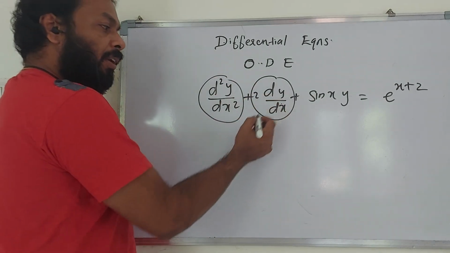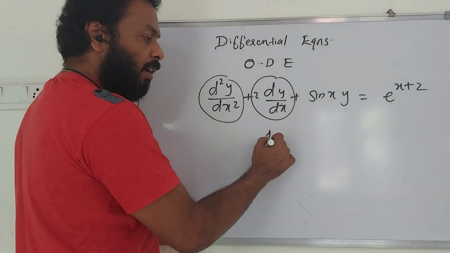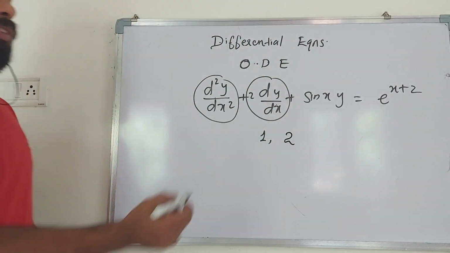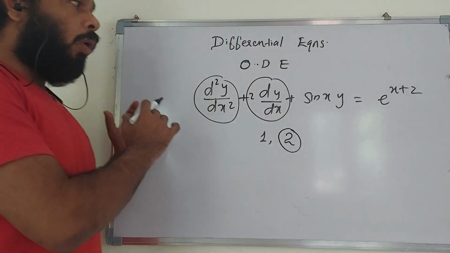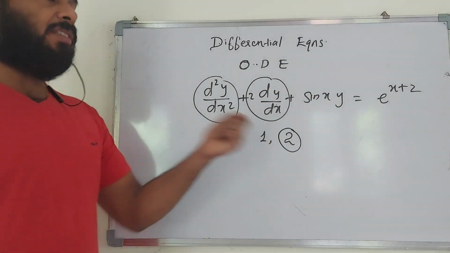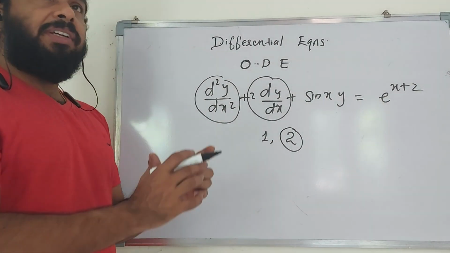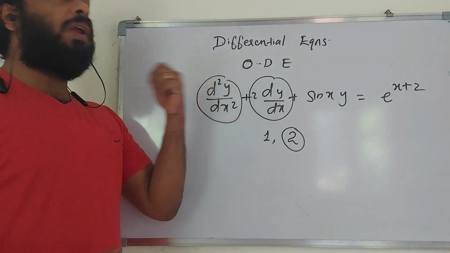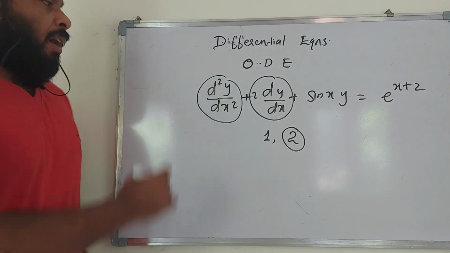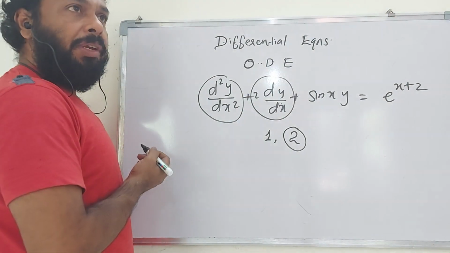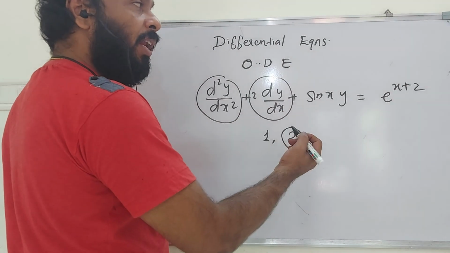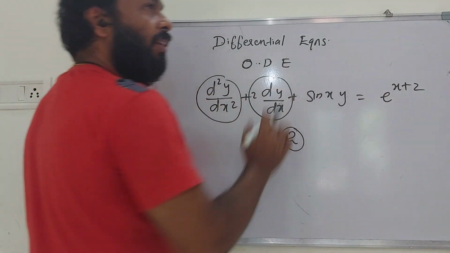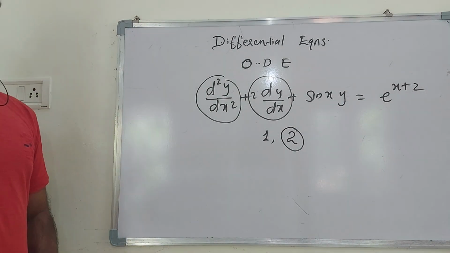Here the first term is a first order derivative. Here it is a second order derivative, and the highest order is 2. So the order of the whole differential equation is considered as 2. That is, the order of a differential equation is the order of the highest ordered derivative occurring in the equation. The order of the highest order derivative occurring in the ordinary differential equation is called its order. The given differential equation is of second order.